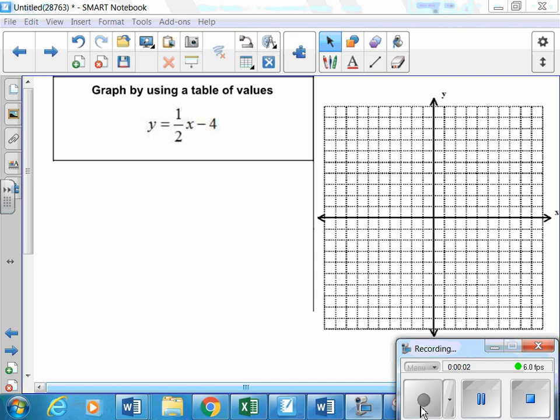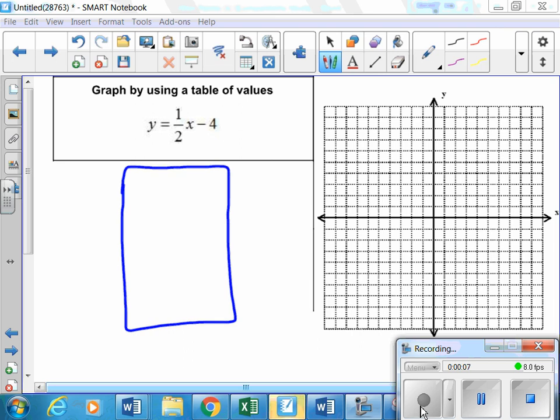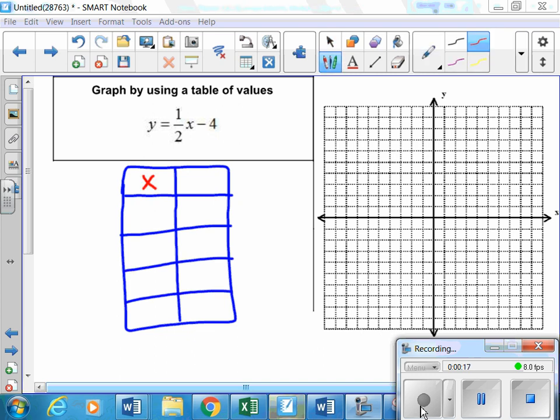It's a graph using a table of values. Let me create a table here. We're going to plug numbers in for x, and we are going to get numbers out for y. So here we have x, and here we have y.